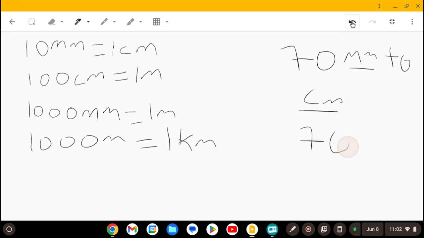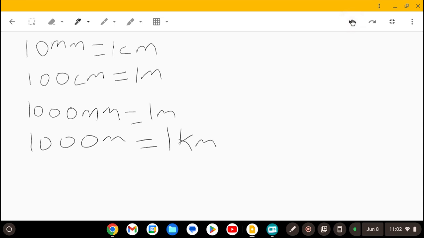So 70 divided by 10 would just give us 7. That'll give us 7 centimeters. So 70 millimeters in centimeters is just 7 centimeters. All right, so let's try and look at something else.